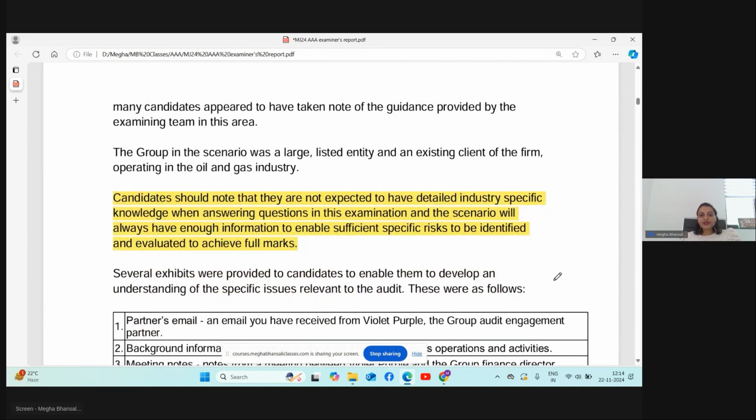Then they are saying that whatever information is given in the question is enough. You don't require any additional information to answer the question, because every time the industry changes. If you pick up your June March paper, the industry is oil, mineral industry, so they are doing oil extractions. So it's a very different kind of industry. So if you get something like that, don't panic. All the information to answer the question will be available in the scenarios.